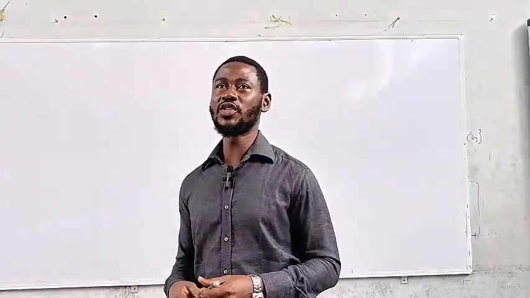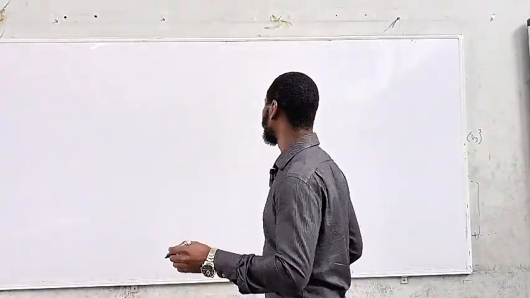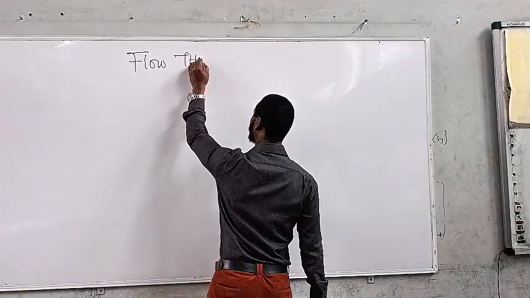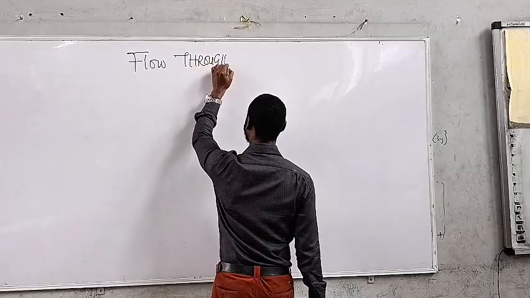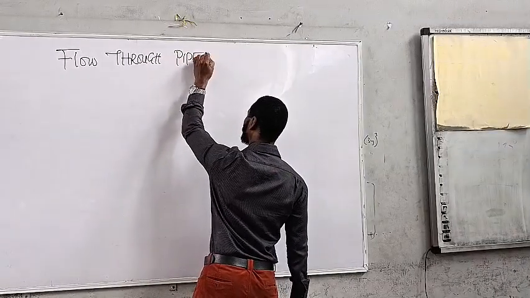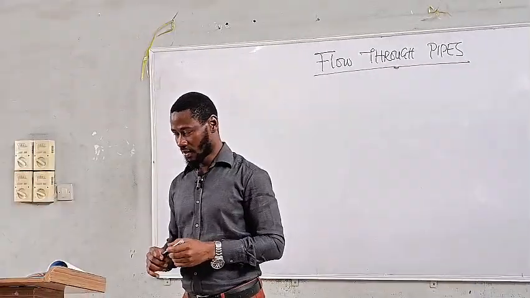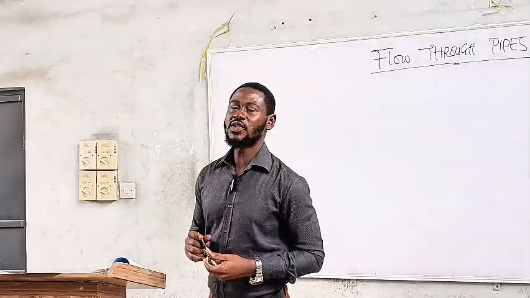In our today's topic, we are going to be looking at flow through pipes. Now let's look at the definition of what a pipe is. Flow in pipes refers to the movement of a fluid through a closed conduit or circular passage due to a pressure difference or gravity.